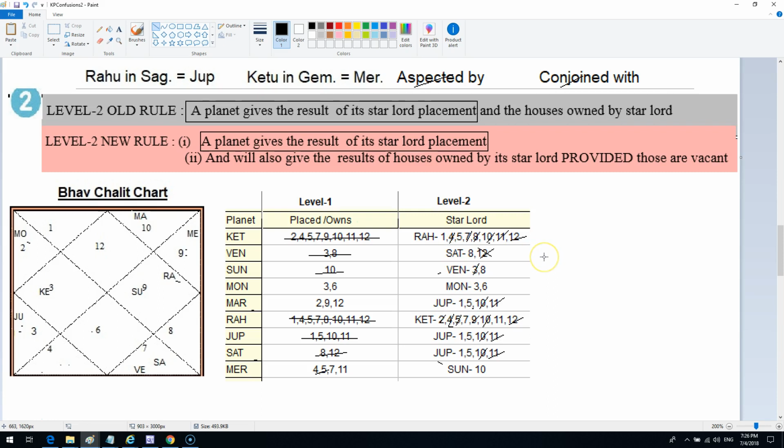So 1 5 is going to appear over here, and 4 I think we'll have to keep. Sorry, where the Rahu is in the 10th. So 10th we'll have to keep. Sorry about that. 10th we'll have to keep because Ketu is in the Rahu star. So these are the two rules that I discussed for the level 1 and the level 2.